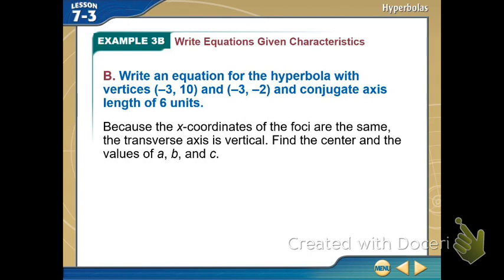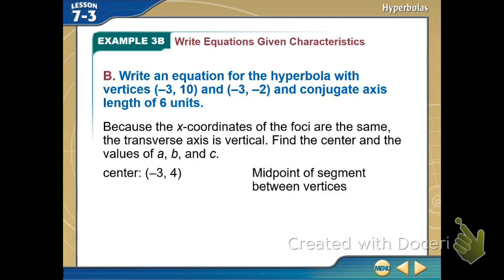I found the x-coordinate of the foci to be the same, which meant the transverse axis is vertical. This is opening up and down. So exactly halfway between these 2 points, in other words, the center between the vertices, I'm going to find that the center was at -3, 4.